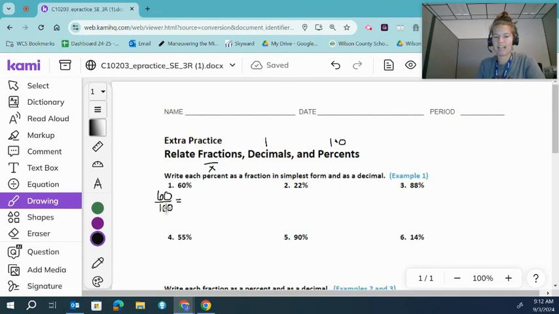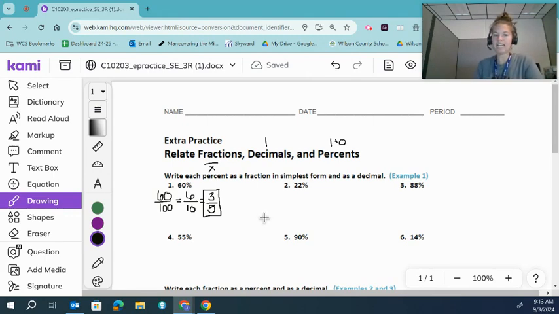We can simplify. 10 goes into both of these. So 60 divided by 10 is 6, and 100 divided by 10 is 10. And this actually simplifies again because 2 goes into both the numerator and denominator. So 6 divided by 2 is 3, and 10 divided by 2 is 5. So 60% written as a fraction in simplest form is 3/5.